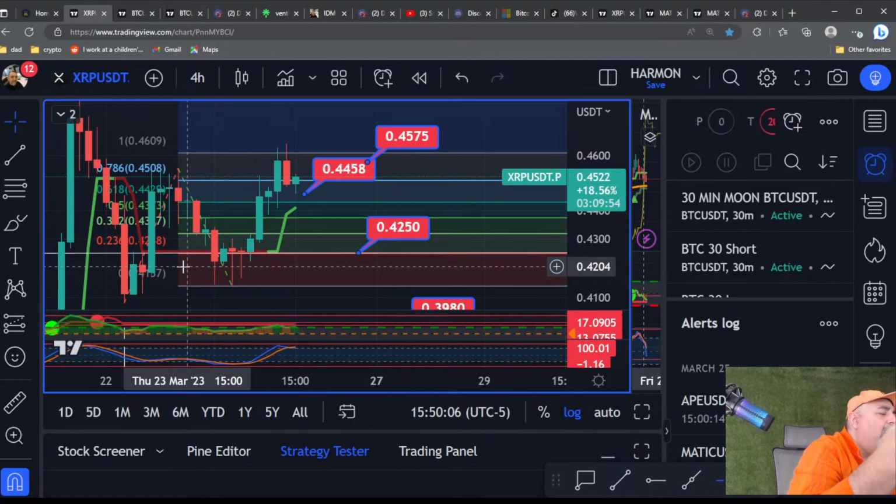Long trades are when you expect the coin to go up. Short means the money is shorting it, expecting it to go down. Short is down, long is up, guys, okay?